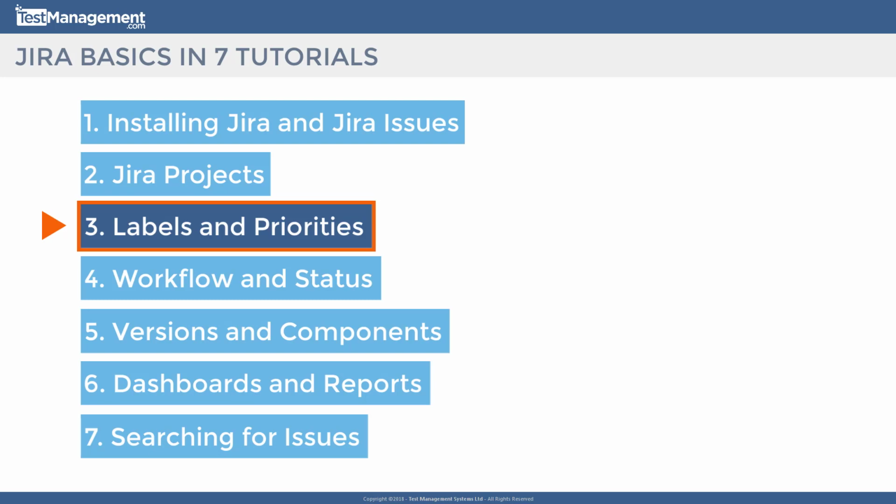In this module, module 3, we're looking at labels and priorities. 2 properties of issues that we can use to categorize and organize our issues within Jira. Jira Basics, Module 3, Labels and Priorities.